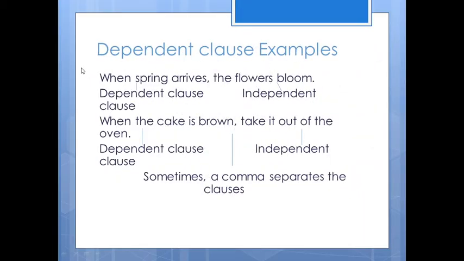Dependent clause examples: when spring arrives, the flowers bloom. The dependent clause is when spring arrives, and the independent clause is the flowers bloom. When the cake is brown is the dependent clause. Take it out of the oven, independent clause. Sometimes a comma separates the clauses. Now you can see that this comma separates these two clauses.